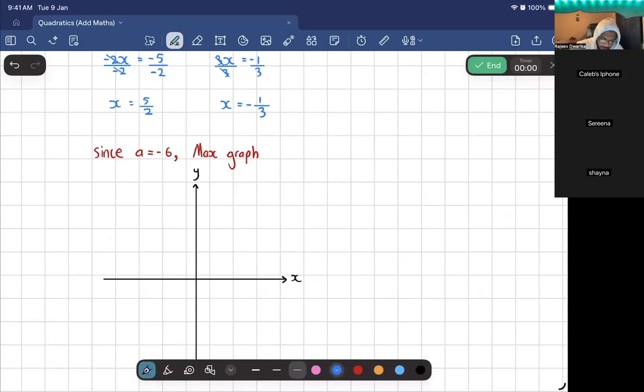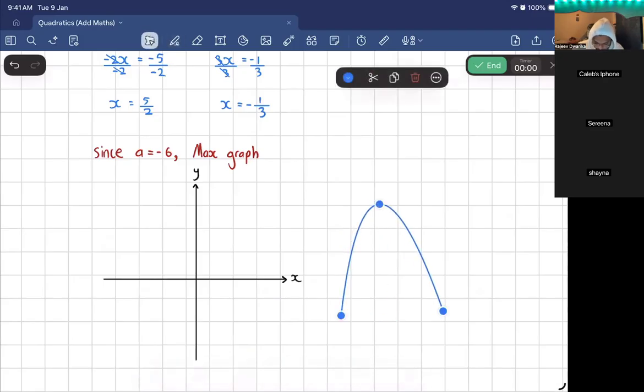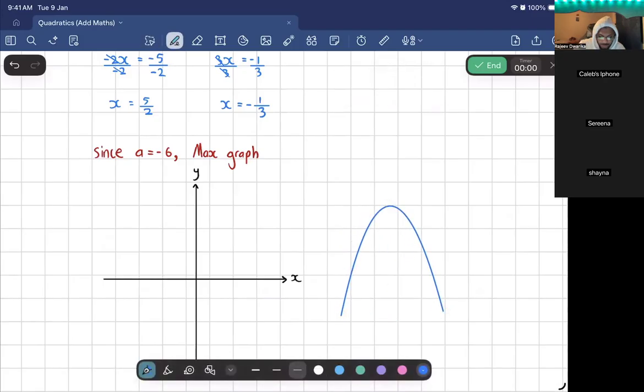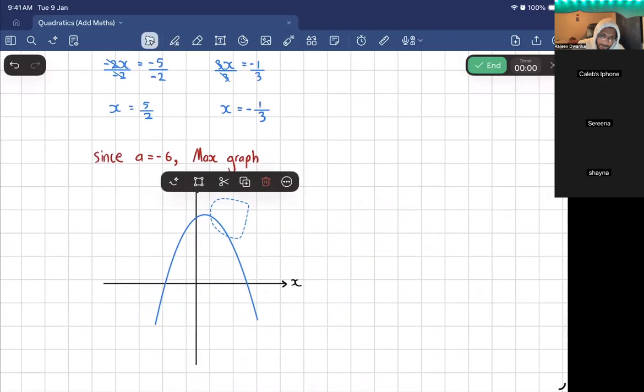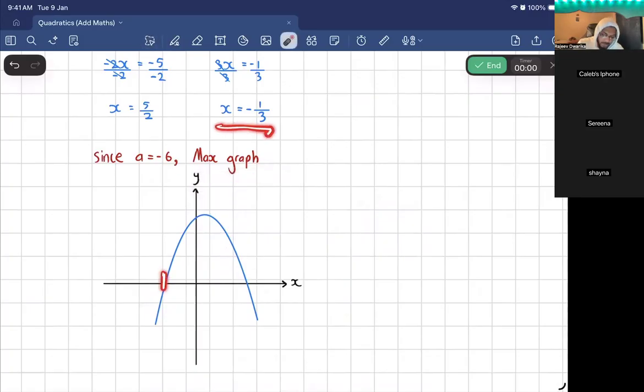Yes, sir. We just said it was a maximum, right? Yes, sir. Okay, cool. Now, I want you to tell me if this is correct. Is that correct? Yes, sir. Yeah, I situated the graph correctly because one of my roots is negative and the other root is positive. Now we can clearly see that 5 over 2, which is 2.5, is more than minus 1 over 3. So my graph is more towards the right.